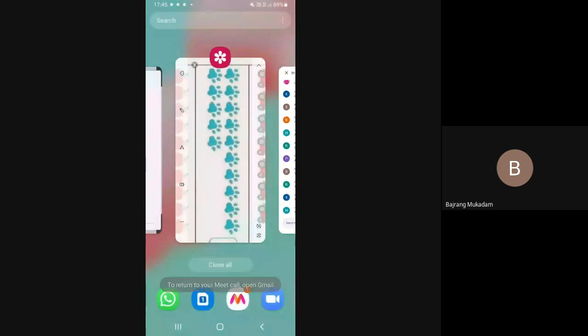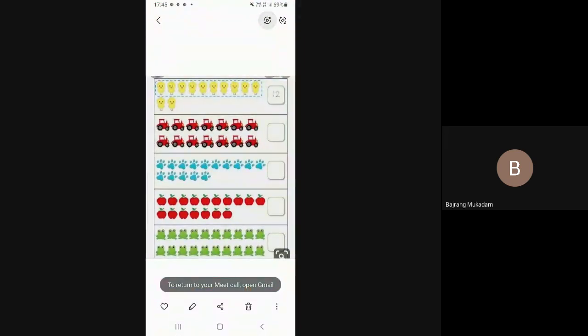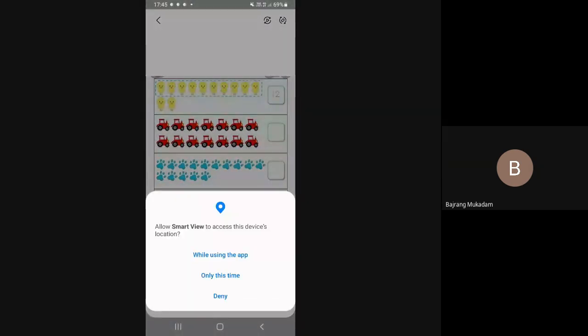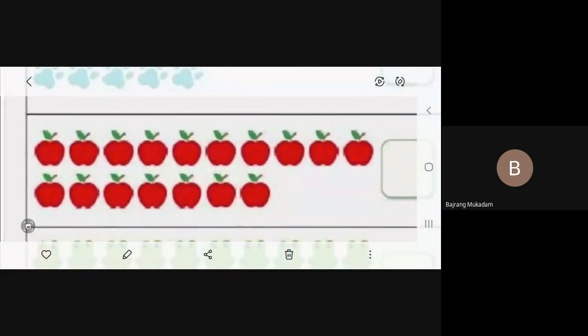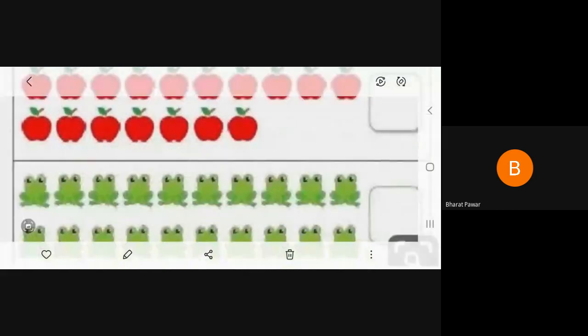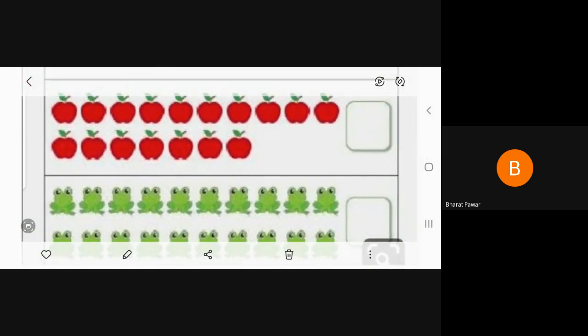Priyanshu. Priyanshu, can you count this red color apples? Priyanshu. 1, 2, 3, 4, 5, 6, 7, 8, 9, 10, 11, 12, 13, 14, 15, 16, 17. 17, yes. Good. Next, Ayushi, can you count this frogs?